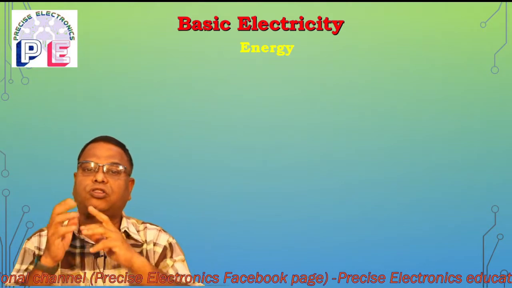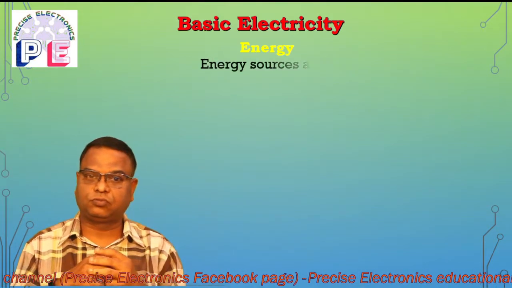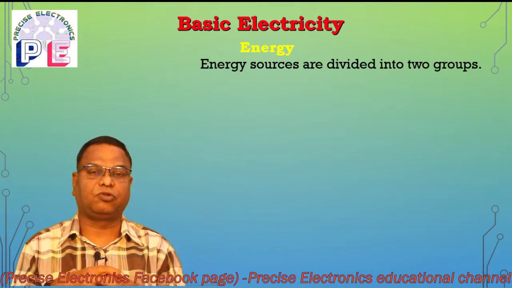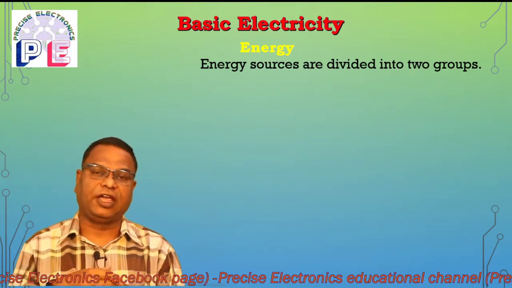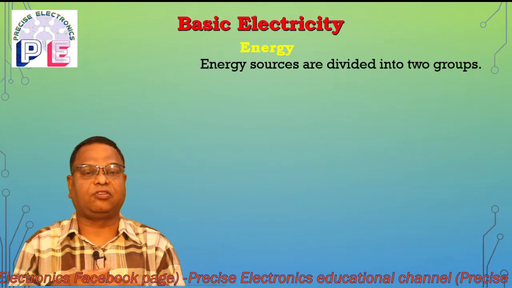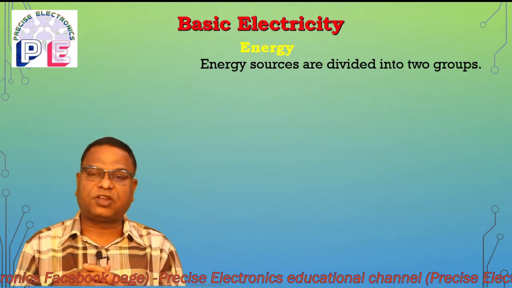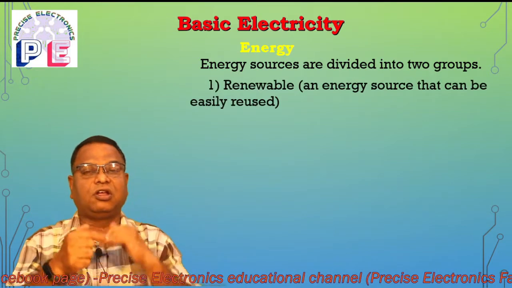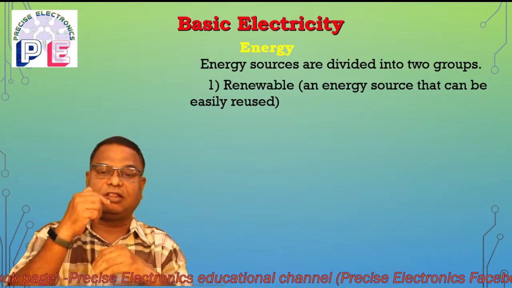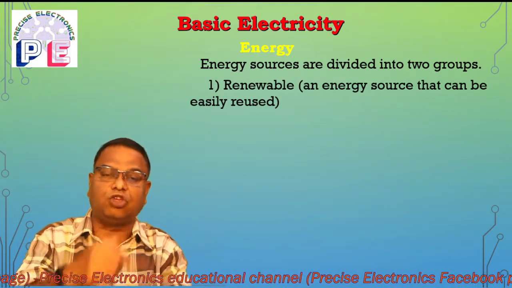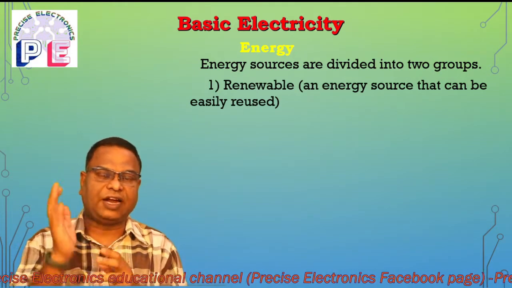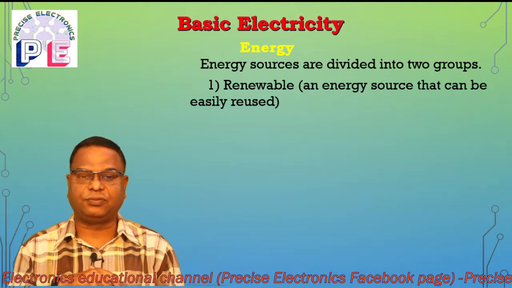Now we are moving towards the sources of energy. Energy sources are mostly divided into two types. There are two groups of energy sources. The first type is renewable energy. Renewable means an energy source that can be easily reused. That means we can reuse that energy source. That is known as renewable energy.